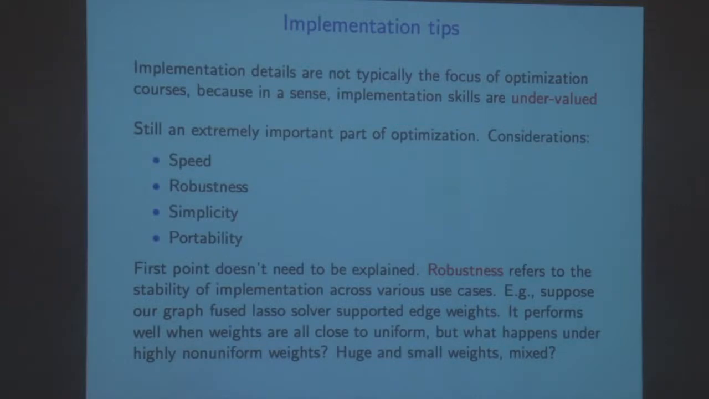Robustness. This one is focused on less certainly than speed. Robustness refers to the stability of your implementation across various cases. Right? So let's suppose we're writing an algorithm to solve the fused lasso over graphs, and the graphs can have edge weights. So we may have an algorithm that works really well when the edge weights are all close to the same, close to uniform. But robustness refers to the idea, how well does it perform if some of the edge weights are huge and some are tiny?